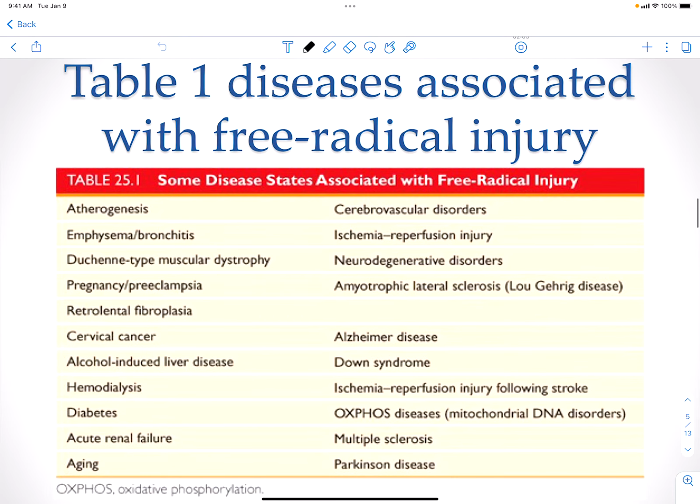There are many diseases that are now being associated with radical injury. And again, remember, radicals are made naturally in the body during cellular processes, and it's really an overwhelming of the defenses to neutralize these radical species that could lead to diseases.